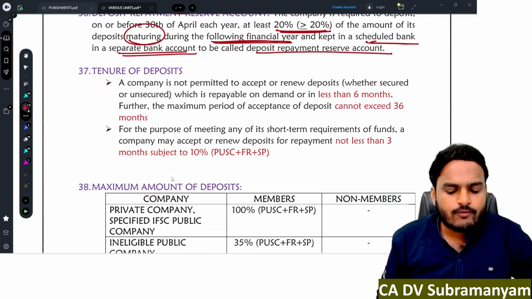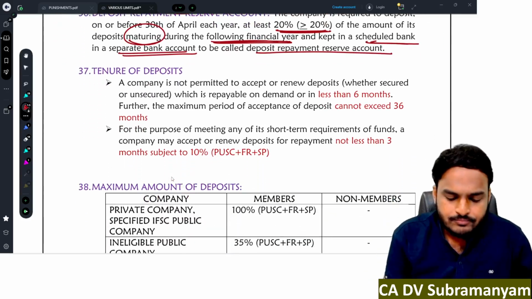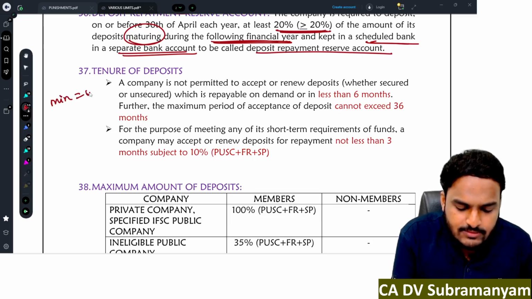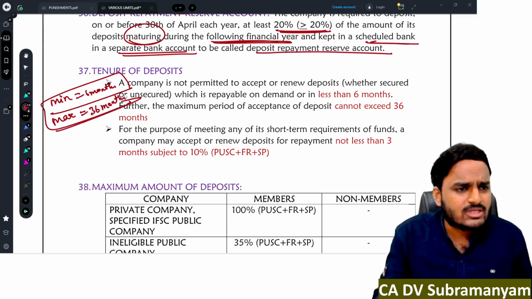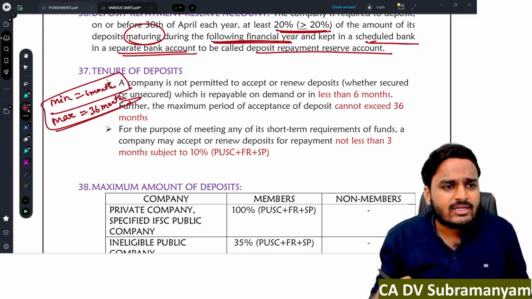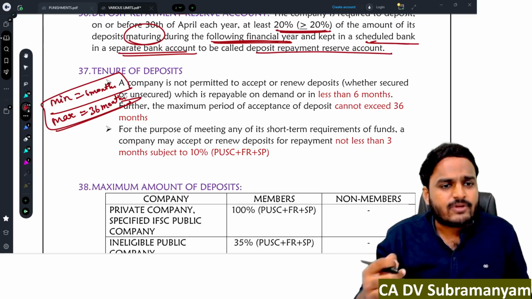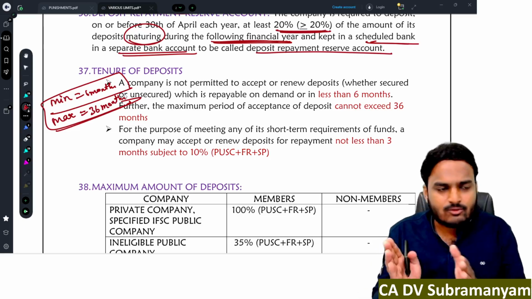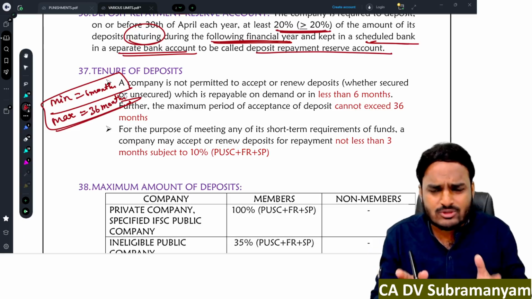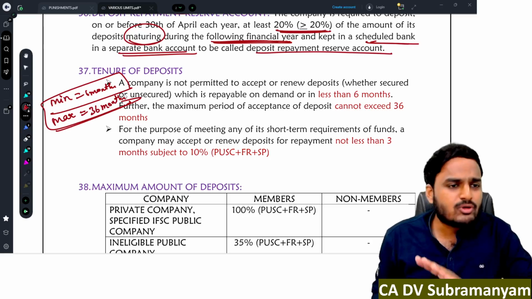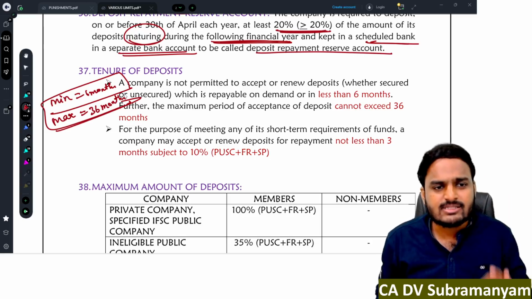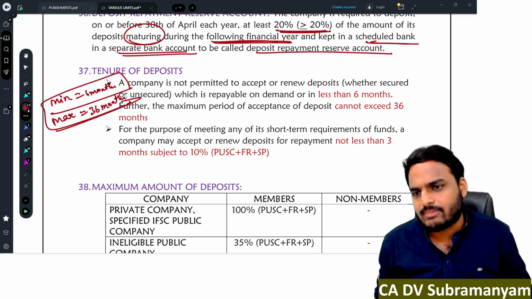Next, tenure of deposits. Minimum 6 months from the date of acceptance. Maximum 36 months. In the latest MTP, I saw one question: the company is planning to repay its deposits after 58 months. It was a multiple choice question. I read that question. So is it possible? No, not possible. Maximum period is 36 months from the date of acceptance.